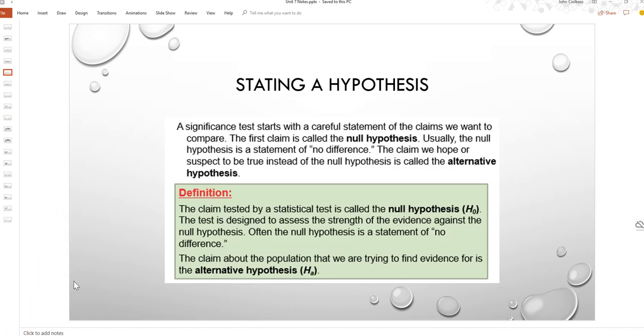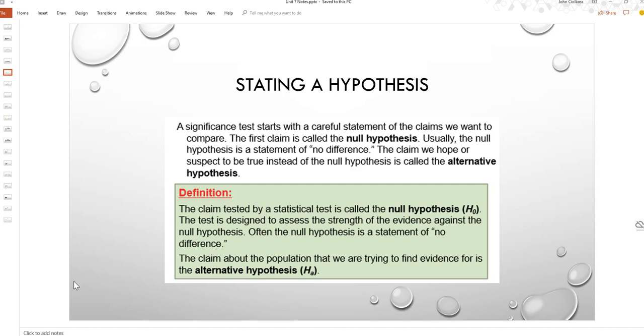Again, stating hypotheses. These are often given to us in words and we translate them into symbols. So a significance test starts with a careful statement of the claims we want to compare. The first claim is called the null hypothesis. So it's the assumption, it's what we're going in to test against. Usually a null hypothesis is a statement of no difference. So that's what we're always going to say. So it's going to be equal to some number.